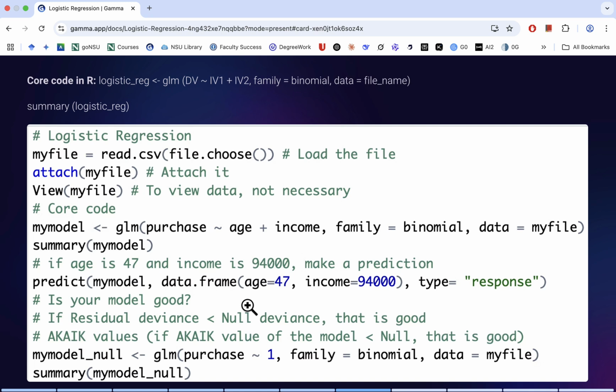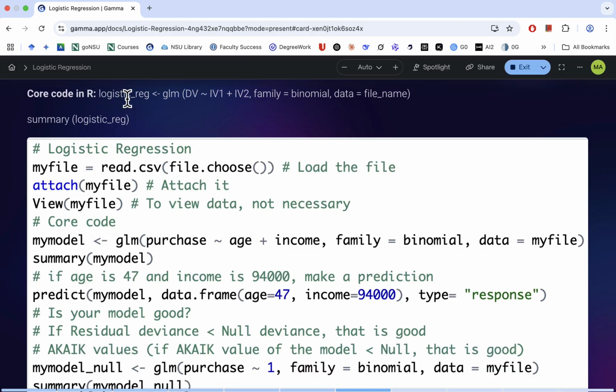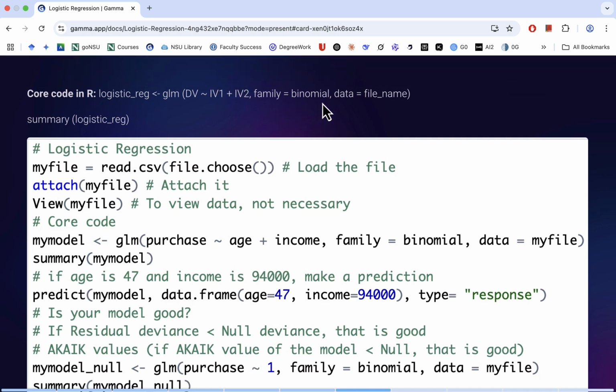And for this purpose I will use R program. This is the core code used for logistic regression. Logistic regression is equal to GLM, which stands for generalized linear model, dependent variable, first predictor plus second predictor, family is equal to binomial, and the name of the data file.